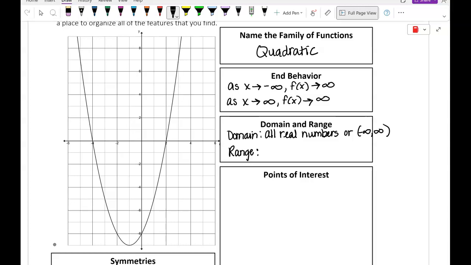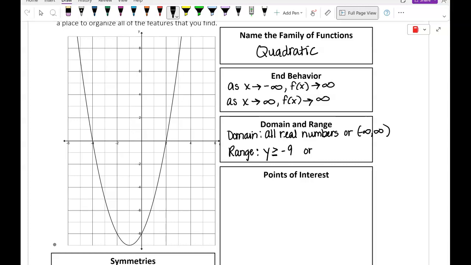So there's two ways that we can write this. There's inequality notation and there's interval notation. For inequality notation, we would say that y is greater than or equal to -9. -9 is included because we do have a y value of -9, which is why we say greater than or equal to. And how would we write that in interval notation?